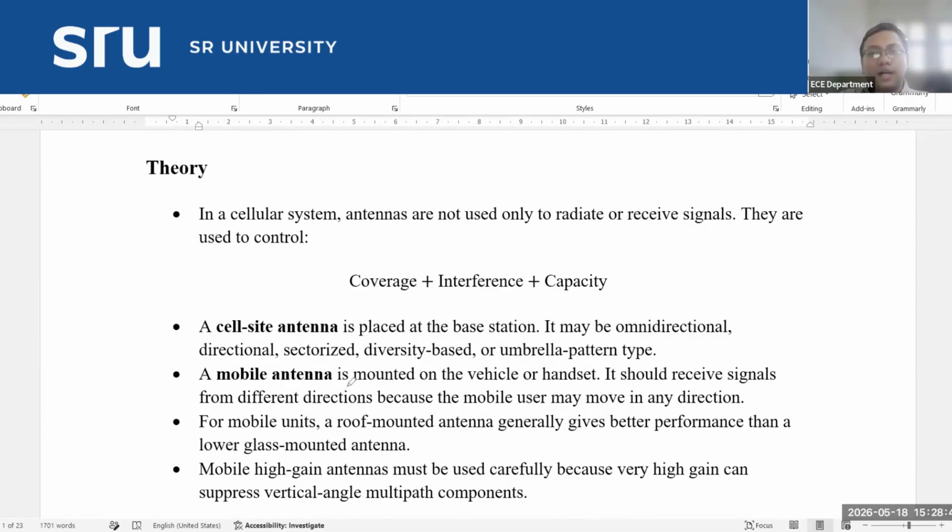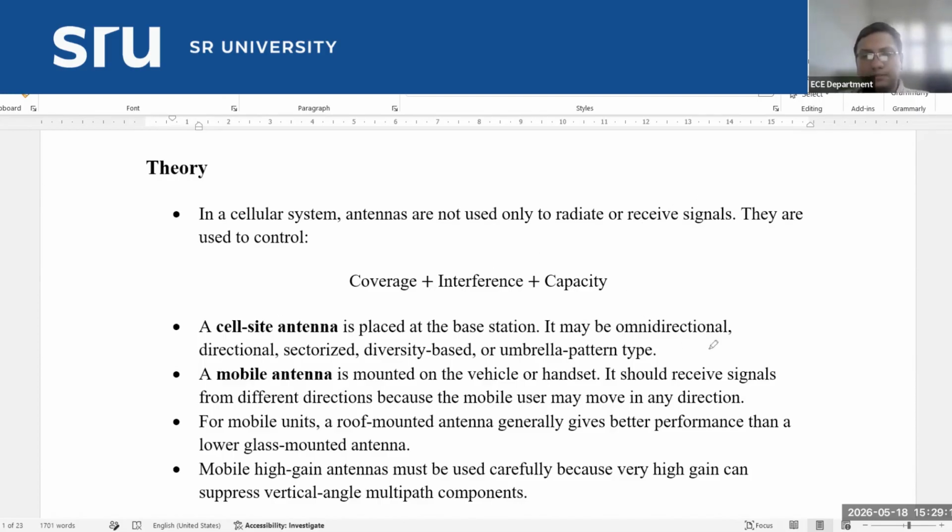For other mobile applications, suppose one car is being communicated from a base station. For such cases, it's always preferred that the mobile antennas should be mounted on the top of the vehicle. Now, to receive a high strength signal, it's always preferred that the mobile antenna has a high gain.